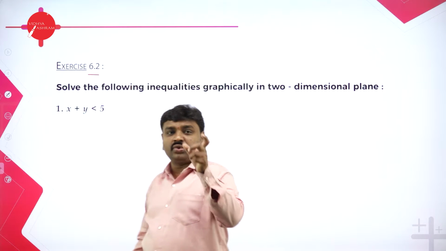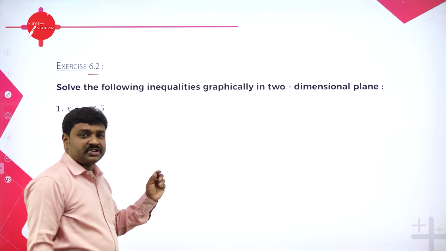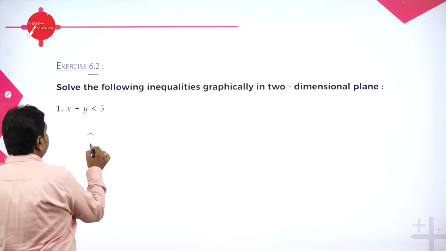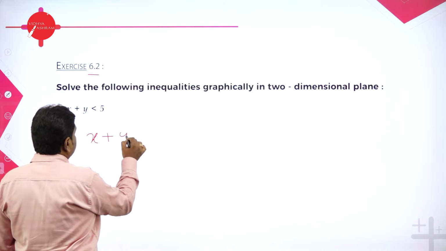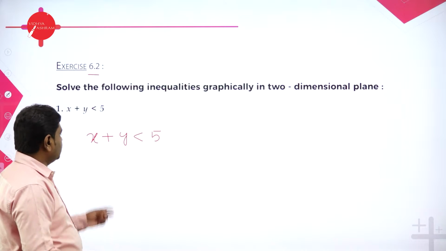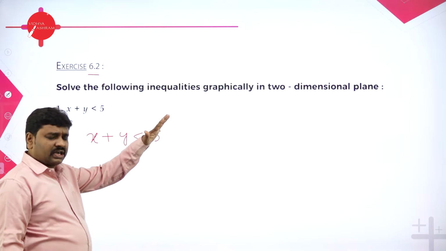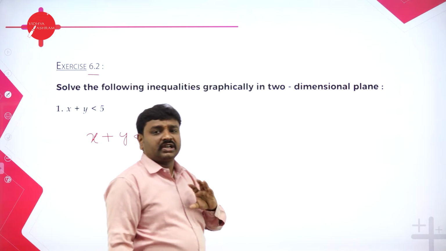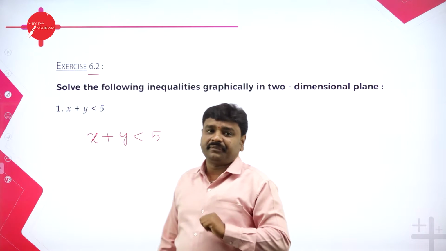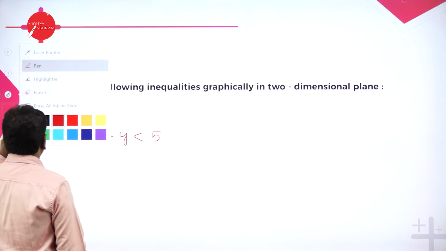This means they are expecting you to draw or represent it in graph form. Two-dimensional means x-axis and y-axis. So first we'll solve it. They give x plus y less than 5. Solving this is easy. There are two variables. Whether they give less than or greater than, I'll teach you a simple technique. First, take it as equal to and construct a line.